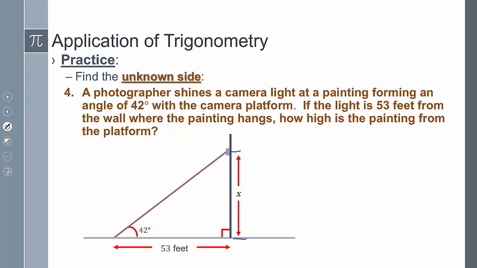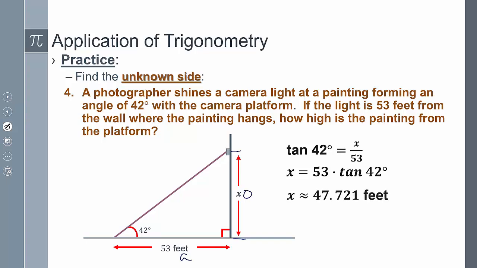Again, opposite and adjacent, that's tangent. So I can say tangent of 42 equals x over 53. Multiply both sides by 53. Enter that in your calculator, and you're going to get 47.721 feet.